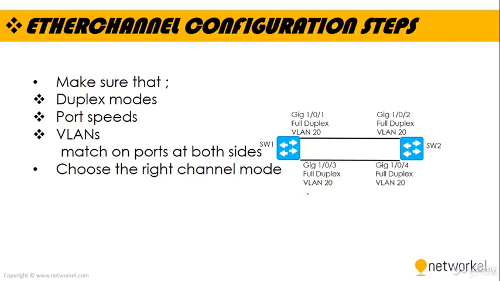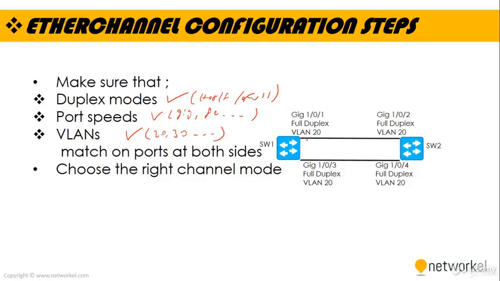To configure EtherChannel, firstly, we need to check if our chassis supports EtherChannel or not, guys. Secondly, we need to make sure that duplex modes, which may be half duplex or full duplex, port speeds, which can be gigabit Ethernet or fast Ethernet or something like that, and the VLANs, maybe VLAN 20, 30 or whatever it is, should match on ports at both sides.